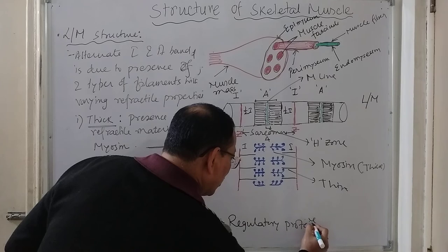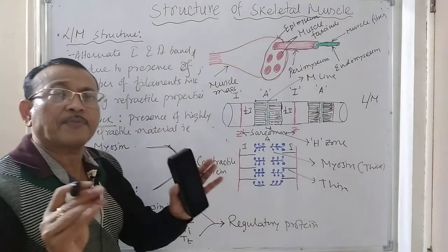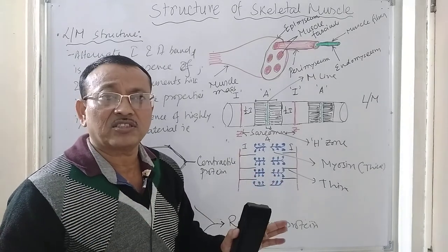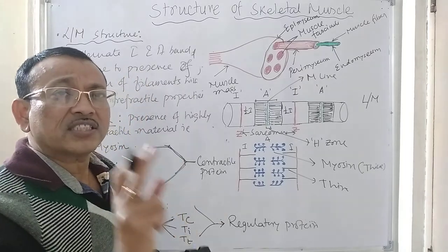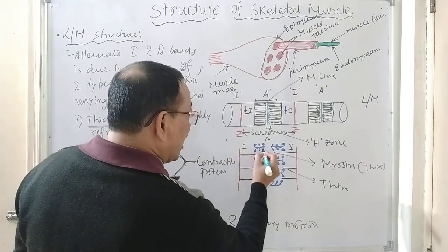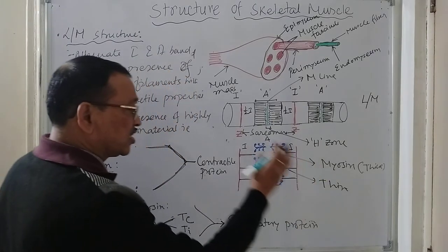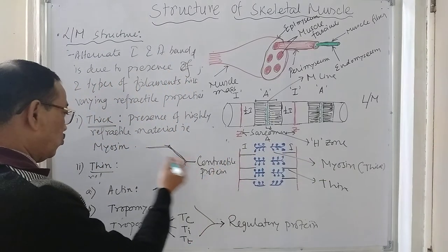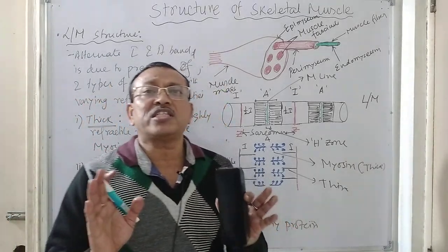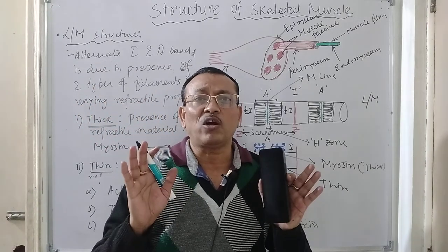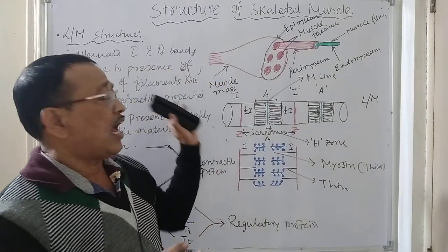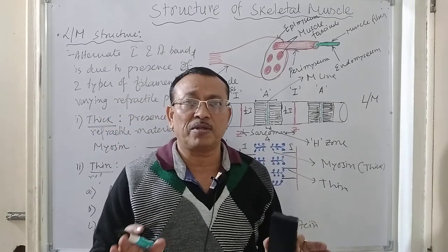That means within the sarcomere, there are two types of proteins in the form of myofilaments, thick and thin filaments. Out of which, two proteins are contractile proteins, that is actin and myosin, which are responsible for contraction. And under the thin filaments, some other proteins known as troponin and tropomyosin are known as regulatory proteins because they regulate the muscle contraction. So this is all about the gross and light microscopic structures of the skeletal muscle.